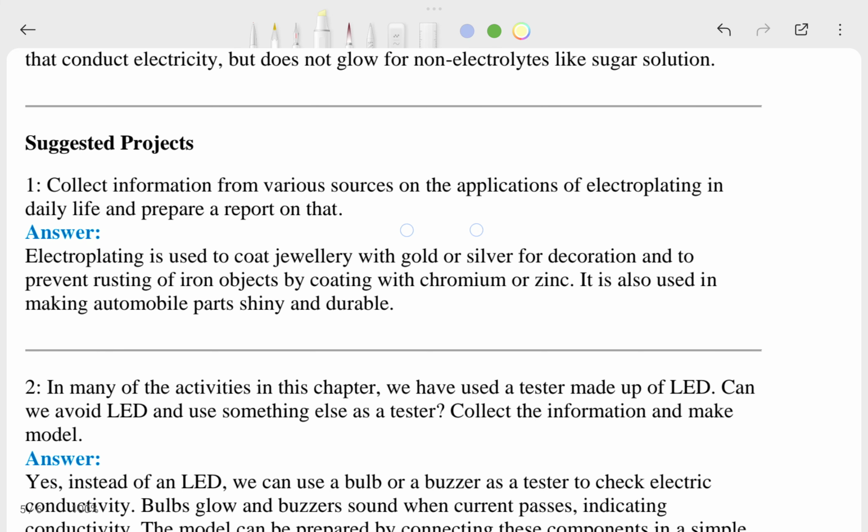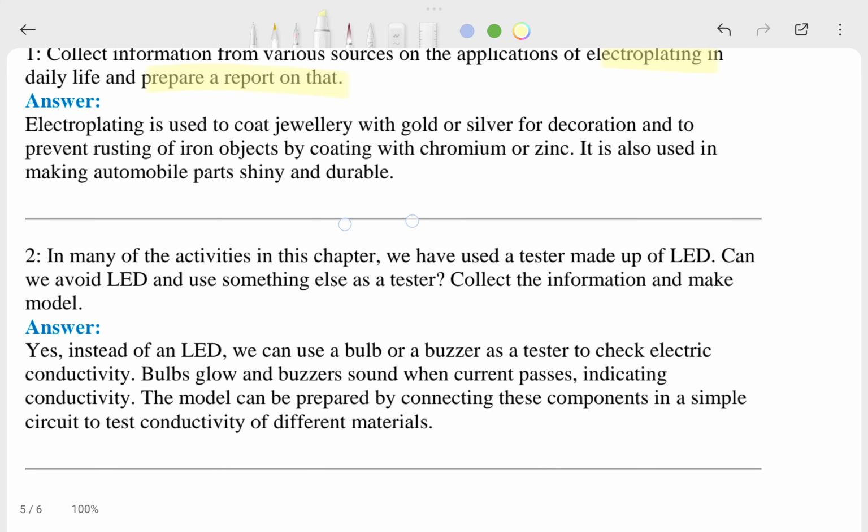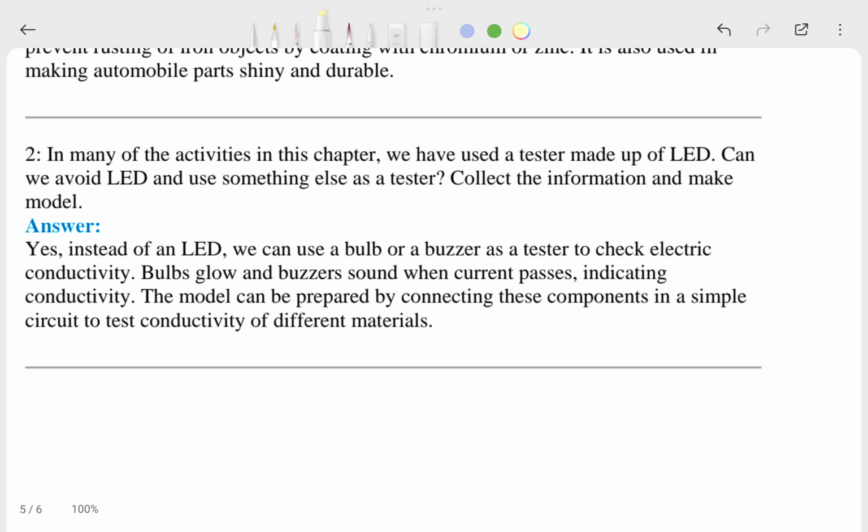Okay, after that, this is a suggested project work, and here we can see that this is: collect information from various sources on the application of electroplating in daily life and prepare a report on that. And this is your second question about the LED and something else in testing, so you can go through that after that.